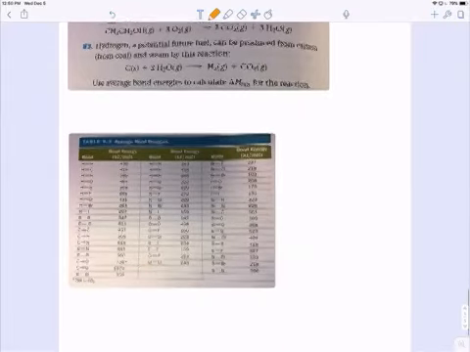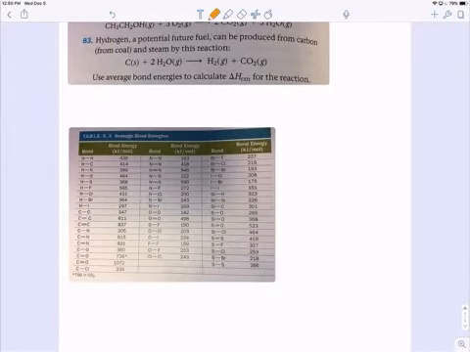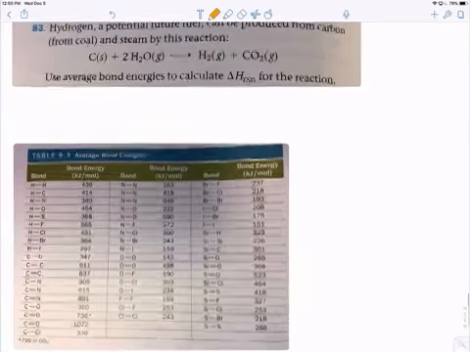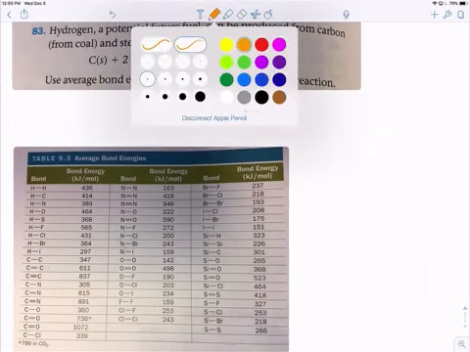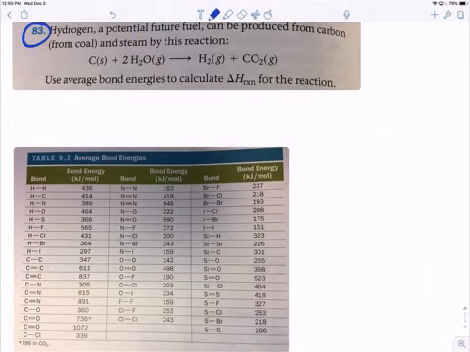So let's see if you can do this one here. So 83. And I will even give you the Lewis structure for water and CO2, like so.